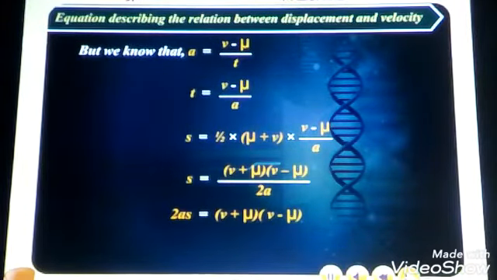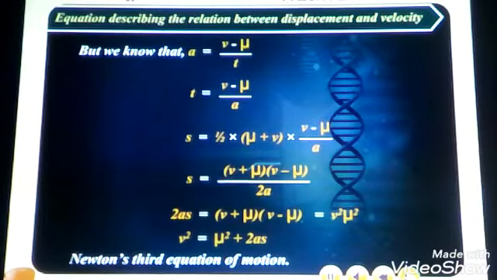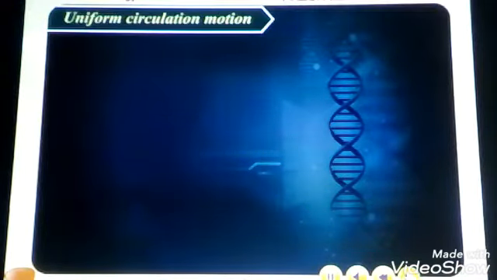Therefore, 2a will go to the left with the s, so it becomes 2as equals (v plus u) into (v minus u) equals v squared minus u squared. Therefore, v squared is equal to u squared plus 2as. This is Newton's third equation of motion.